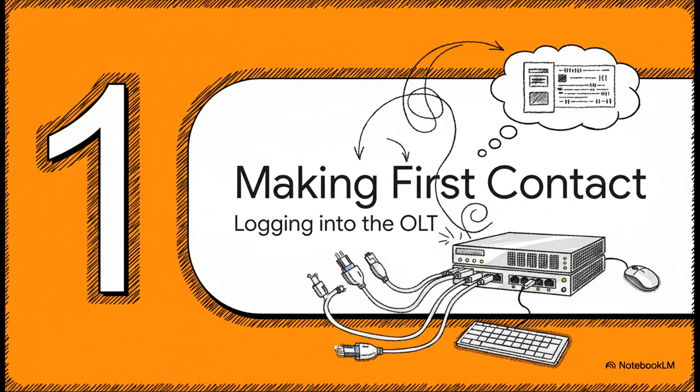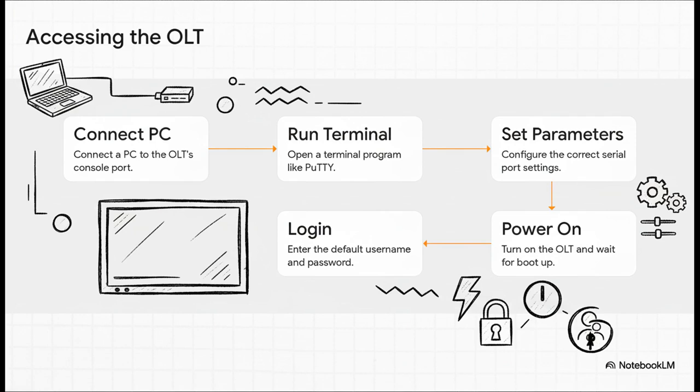Okay, first things first. Before you can command this network, you got to get in the door. And that means physically connecting to the OLT and learning how to speak its language. And the process is actually way more straightforward than you'd think. An engineer literally just plugs a laptop right into a special port on the OLT. They pop open a little terminal program, basically just a black window with text, and they dial in a few very specific settings. The OLT boots up, they log in, and bam, they're inside the command line interface, the CLI, and that is where all the magic happens.